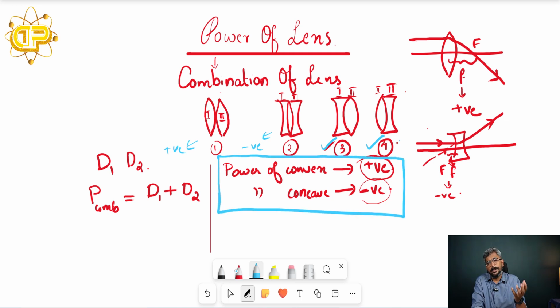You will be asked which type of lens is given in your hands by simply giving you a positive power or a negative power. So that's it, guys.